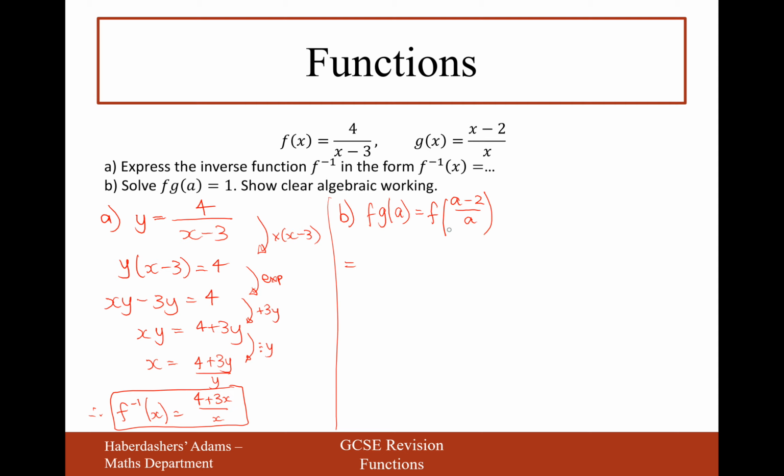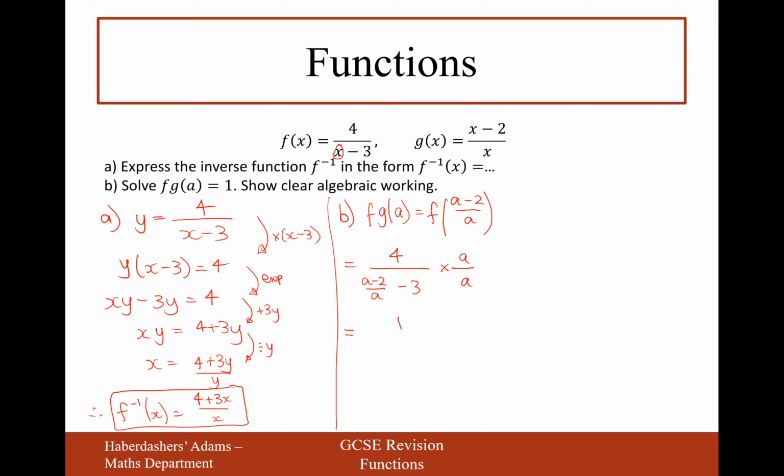Now the next thing we need to do is put this value into the input position x in the f function. So it's going to be 4 over a minus 2 over a take away 3. Now the way that we can sort out this divide by a here is if we times the top and the bottom by a. So what will this turn into?